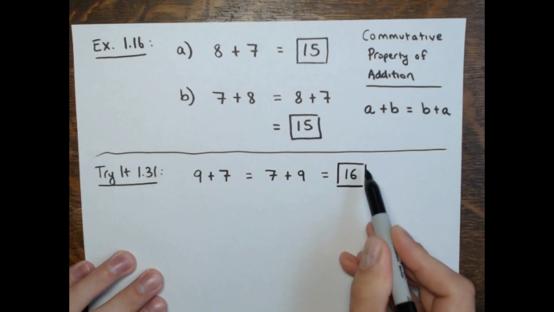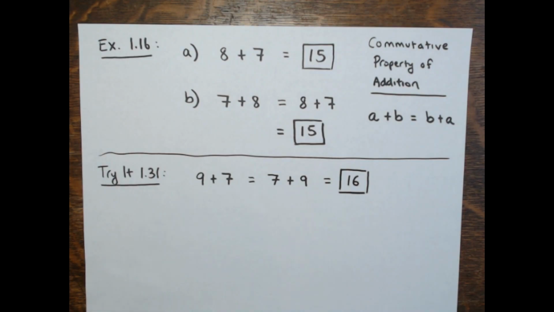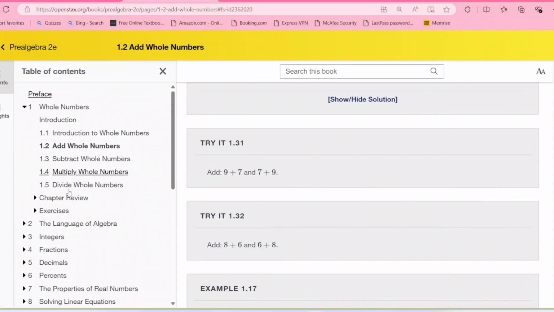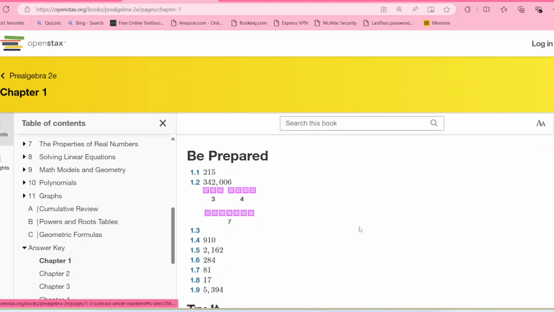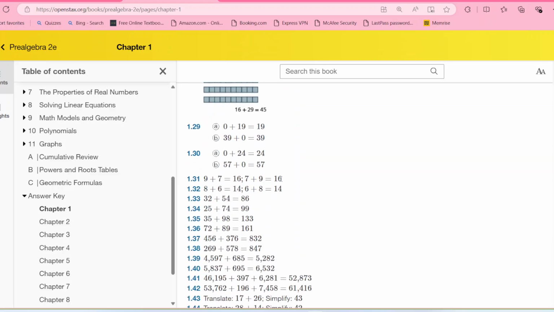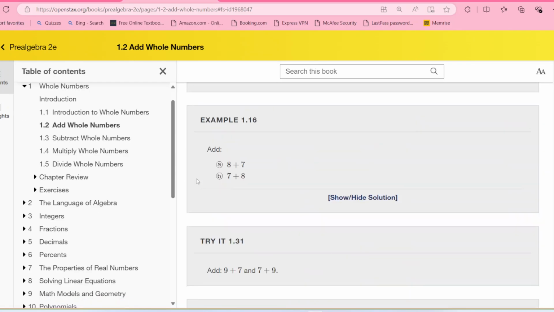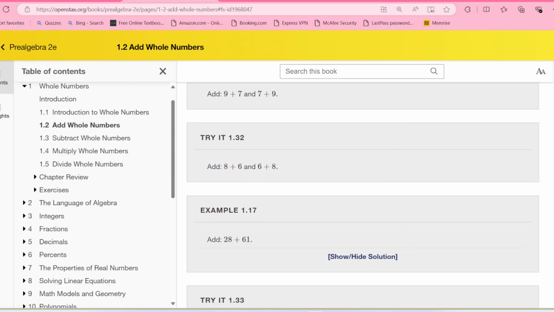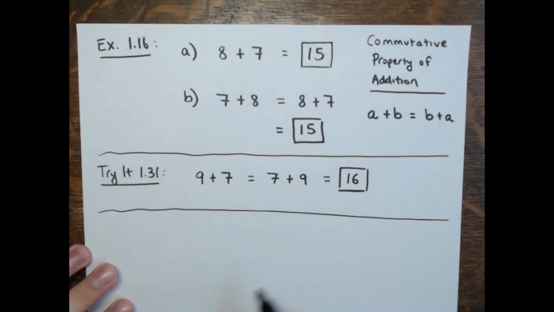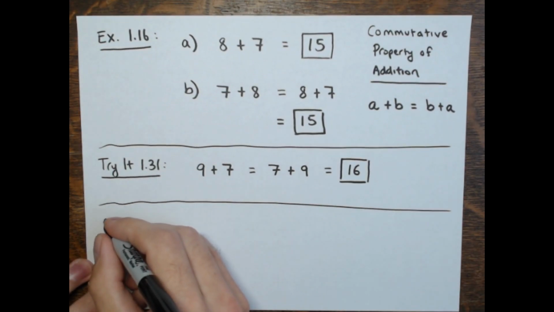That's 1 ten and 6 ones. 16 blocks. And that's it. That's 16 either way. I'll go to the answer key, chapter 1, try it 1.31, and see either one is 16. Great. All right, then try it 1.32, another application of this commutative property of addition.